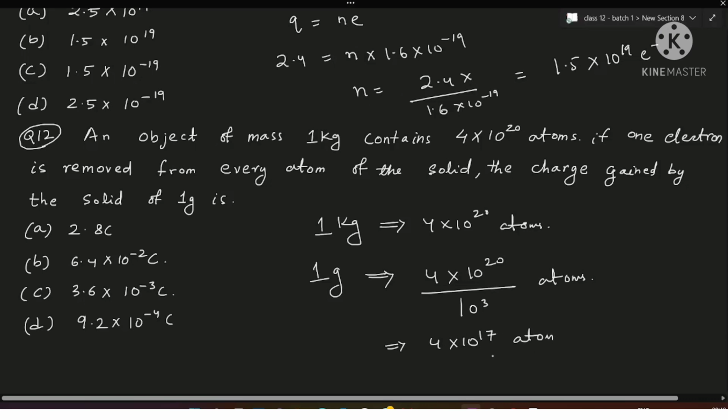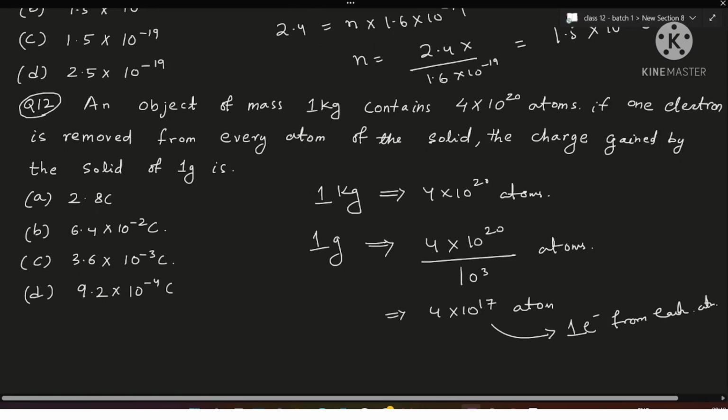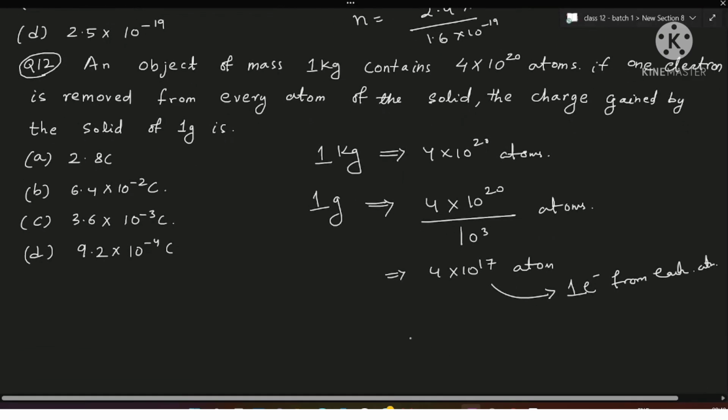From these atoms, you will take out one electron from each atom. That means the number of electrons removed will be 4 into 10 to the power 17, and the charge of one electron is 1.6 into 10 to the power minus 19. On calculating, the final answer is 6.4 into 10 to the power minus 2 coulomb. So option B will be correct.